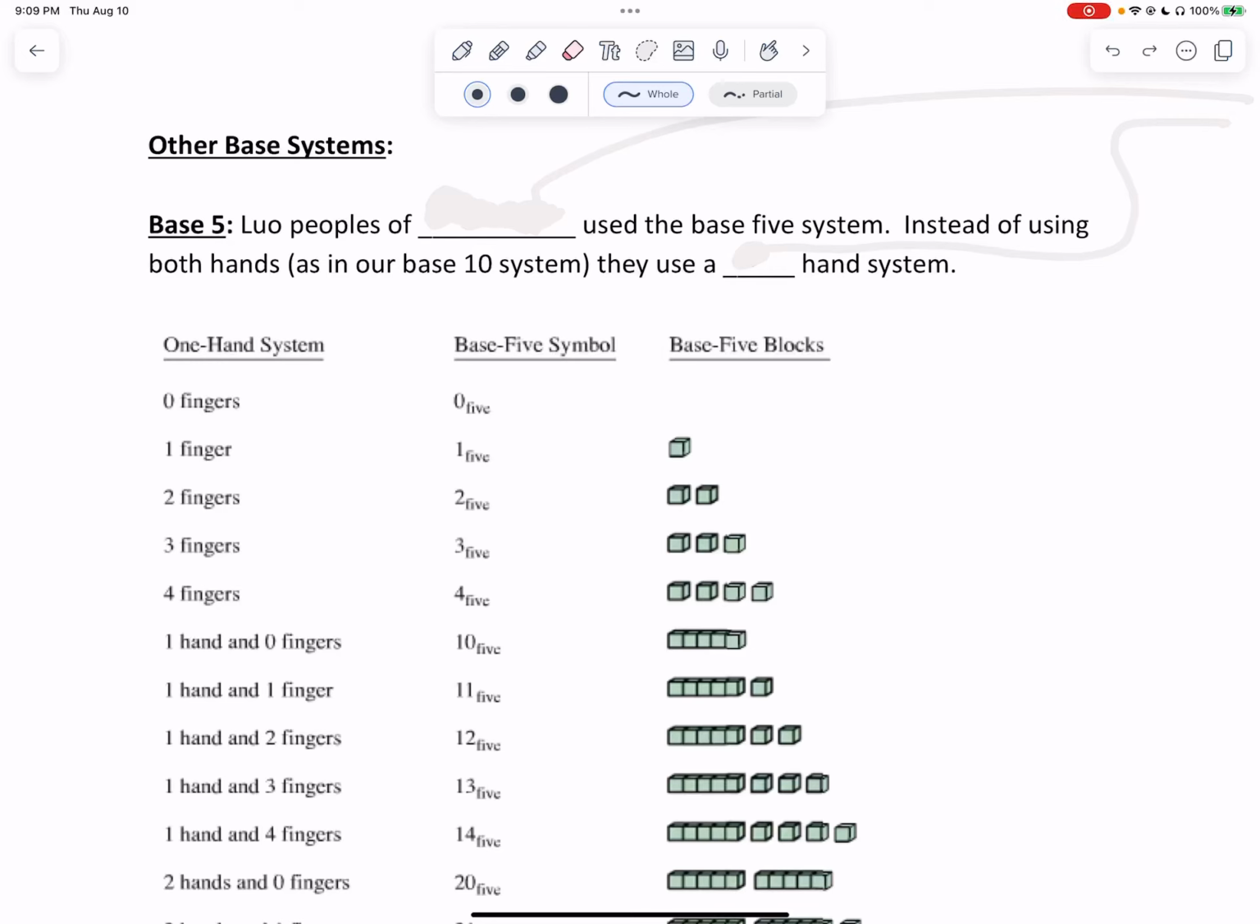So in this video, we are going to learn about other systems. We've talked about base 10. Now we're going to talk about other bases.